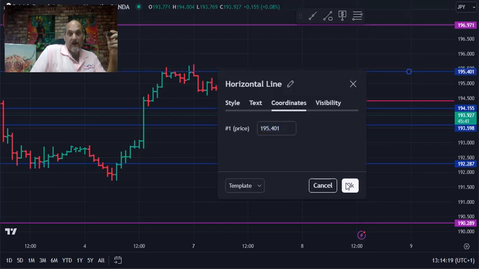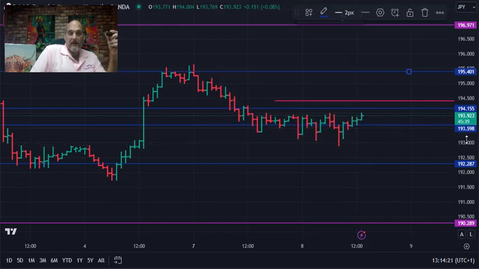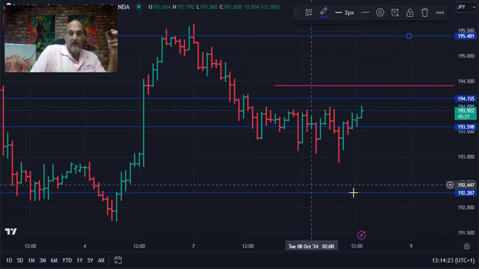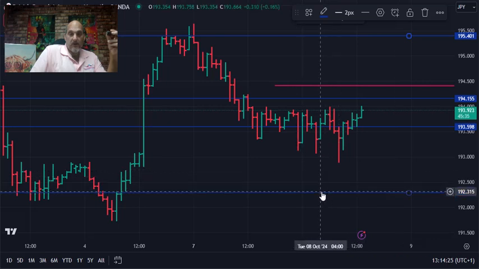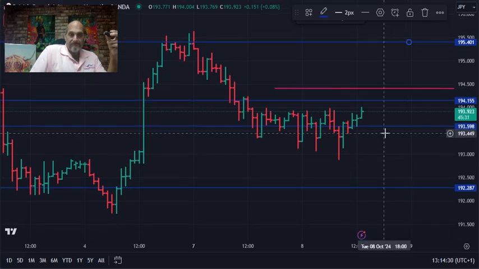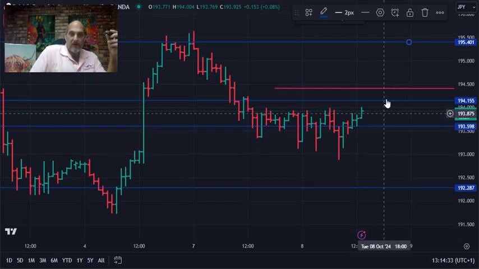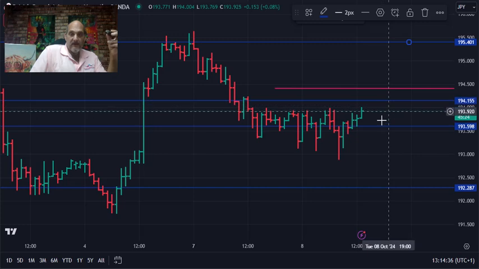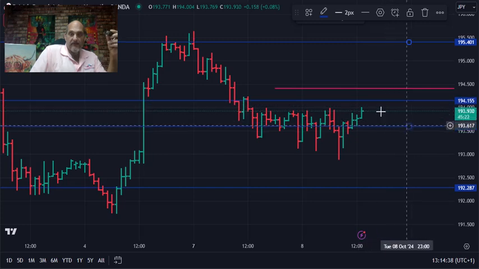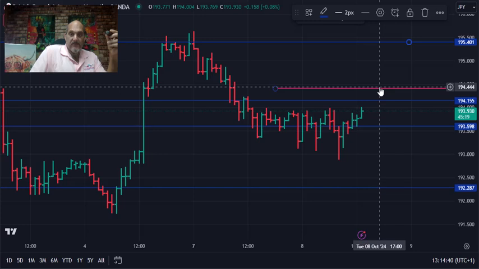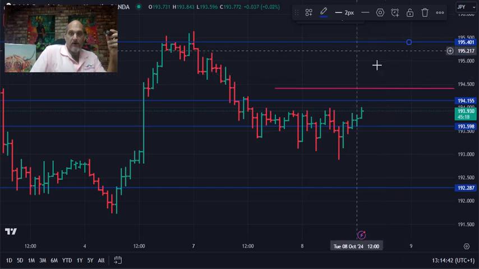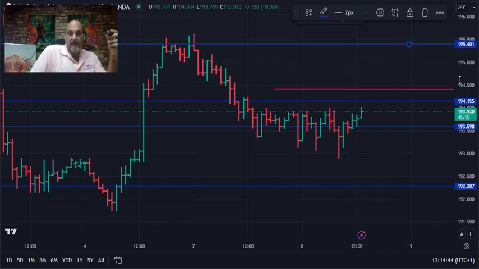195.40, close enough. Okay, so here we are in sterling yen right now. We've got solid support at 192.31 as of now. 193.50 is the level it really needs to hold above. It has light resistance at 194.15. If it breaks that and gets above 194.44, we're heading towards 195.40. There we are in sterling yen for the day.